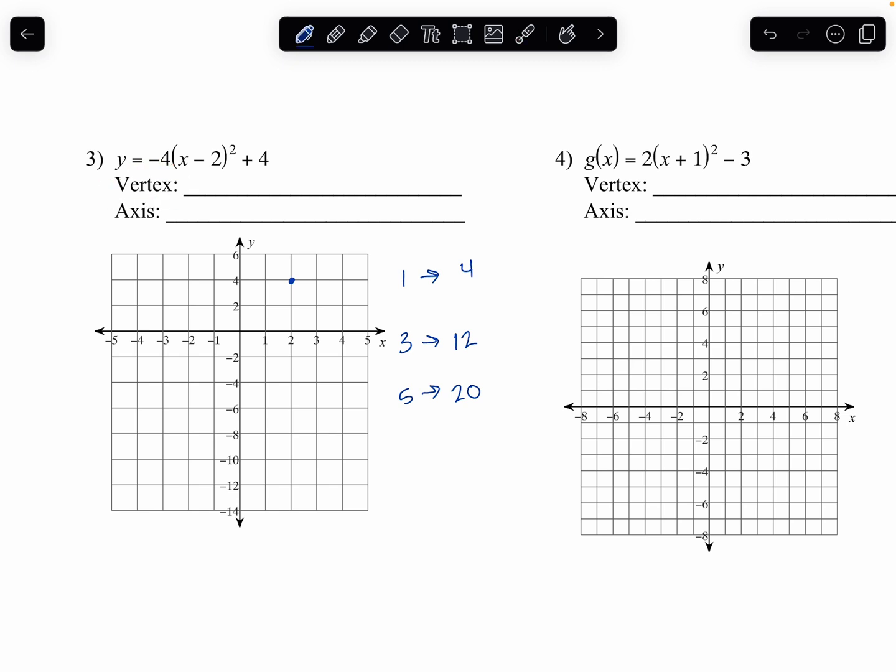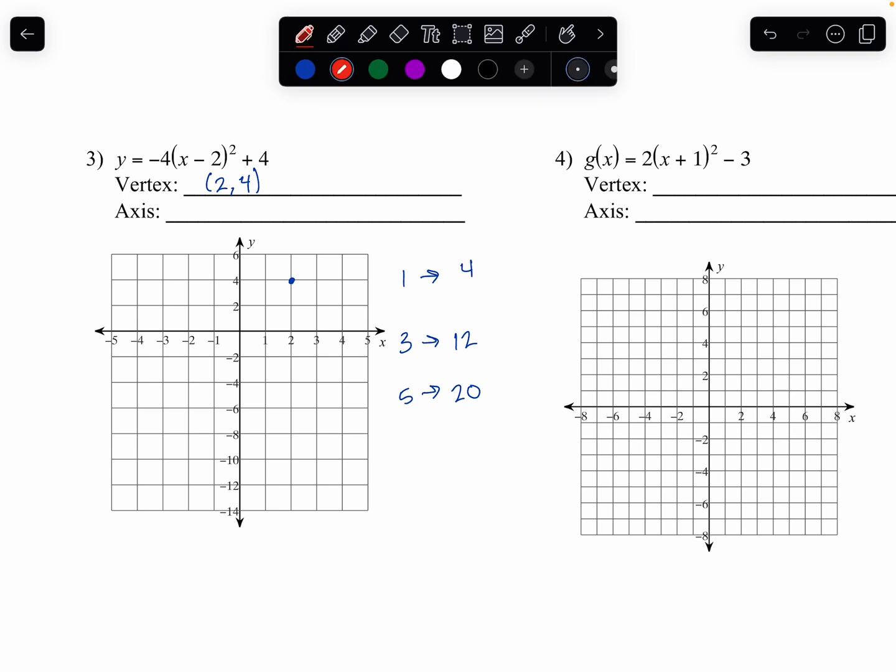Before we do that, we can put the vertex. So the vertex is going to be at the coordinate point 2, 4. And then the axis of symmetry is going to be the line x equals 2. That's where the axis of symmetry is. Make sure you state it as x equals 2.